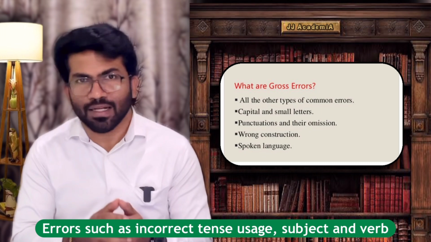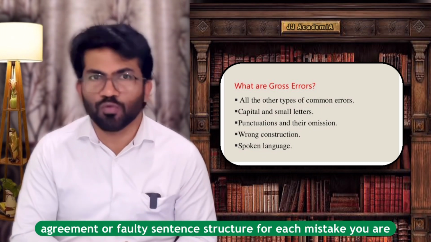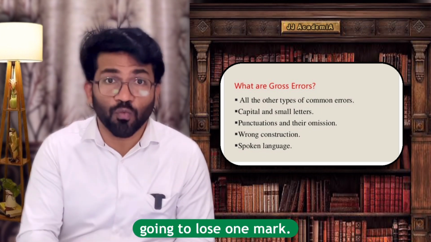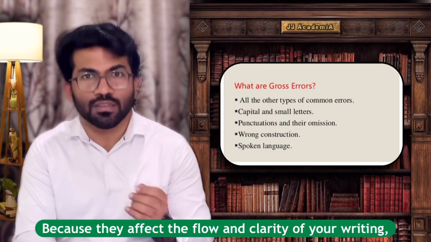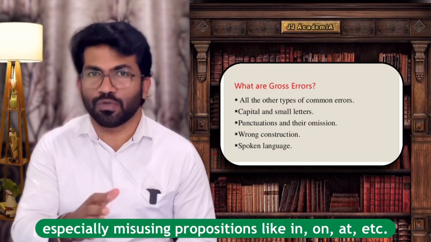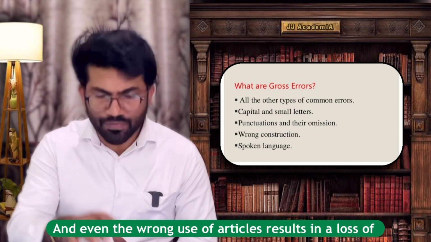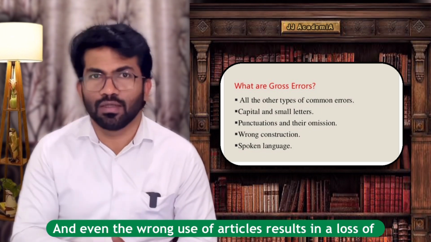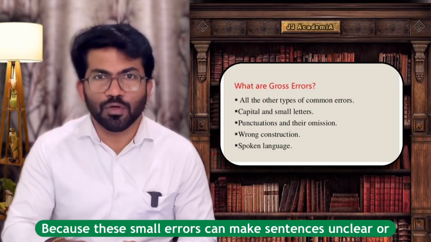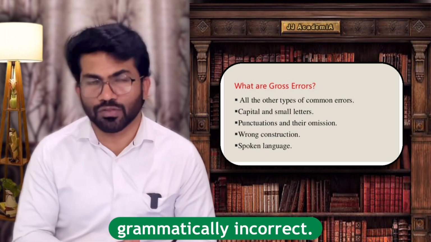Errors such as incorrect tense usage, subject and verb agreement, or faulty sentence structure, for each mistake you are going to lose 1 mark, because they affect the flow and clarity of your writing, especially misusing prepositions like in, on, at, etc. And even the wrong use of articles results in a loss of 1 mark per mistake, because these small errors can make sentences unclear or grammatically incorrect.